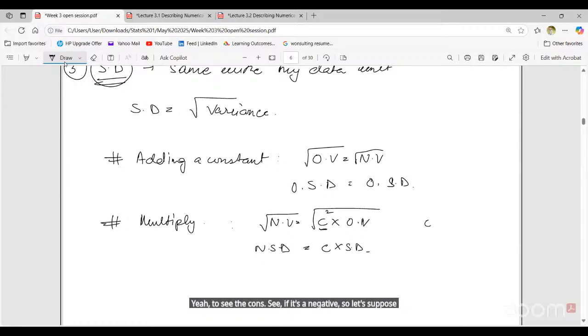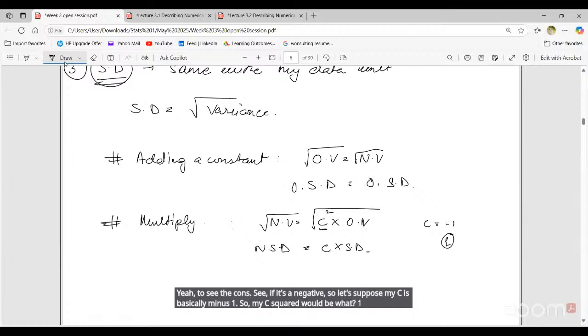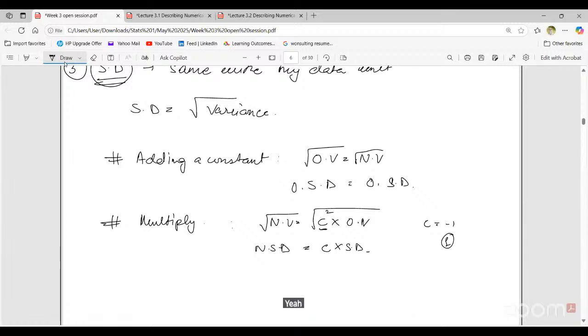Suppose my C is basically -1. So my C square would be what? 1 only, right? So when we say the new standard deviation, it should not be C into the standard deviation. It should be the absolute value of C into the standard deviation, right?